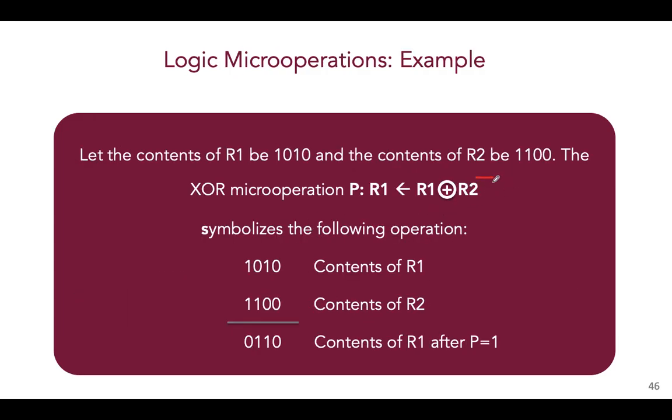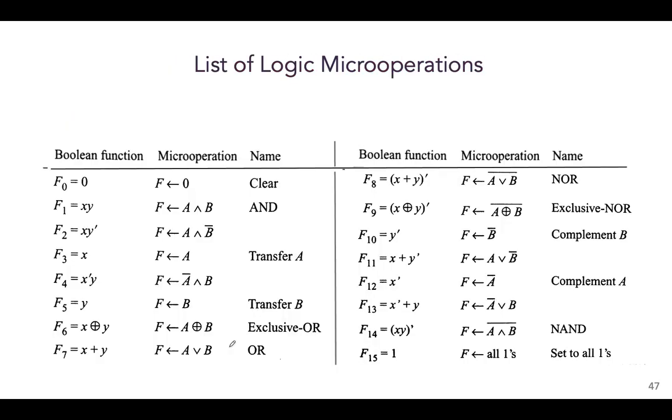So what this symbolizes is, suppose this is R0, R1 and this is R2. The contents of R1 after performing this operation, given that P is 1, will be the result of the XOR of these. And this is an example of a logical microoperation. All other logic microoperations are like this. They work bit by bit.